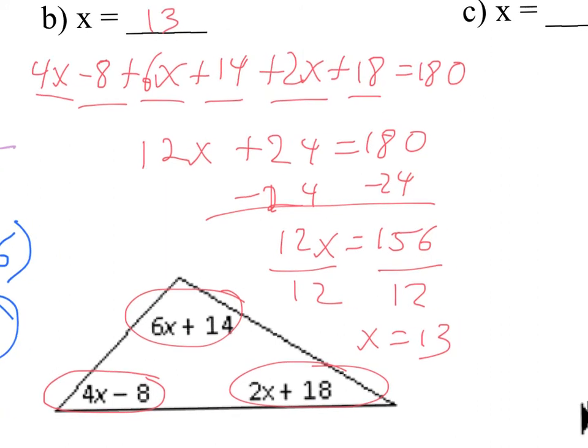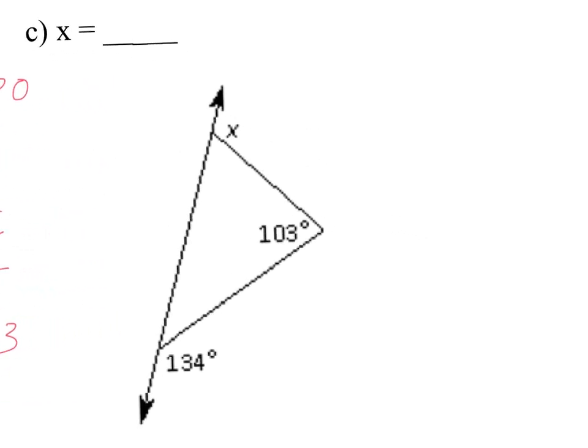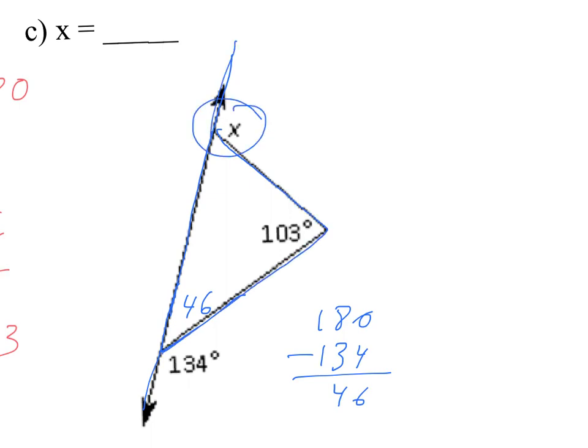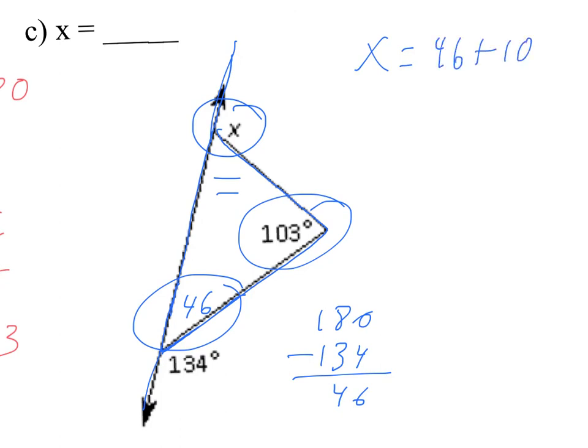Okay, and C, this one right here, we know that 134 and this angle form a linear pair, so 180 minus 134 equals 46. So this angle is 46. I also know that, and there are multiple ways to solve this, this is just one example I'm giving you, x is an exterior angle, and remember it's equal to the sum of the two remote interior angles. So x equals 46 plus 103, which is 149.